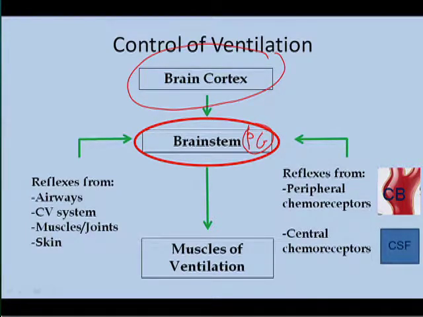However, if left to its own devices, the brainstem sends signals to the respiratory muscles telling them to flex and inhale, and then to relax, which would allow you to exhale. You then go forward, flexing and relaxing, inhaling and exhaling, etc. The output of the brainstem is modified by input from the airways, cardiovascular system, and even muscles and joints.